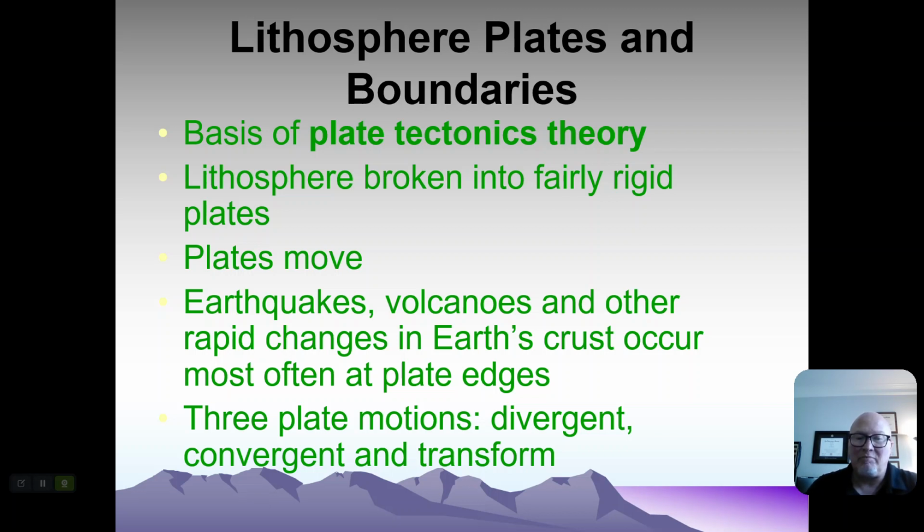So there are three types of plate motions. They can diverge, meaning they're moving apart. This is what's happening at the Mid-Atlantic Ridge, where the North American plate and the Eurasian plate are moving apart from each other. Convergent boundaries are where plates come together, and then transform boundaries are where they are moving side to side. The transform boundary is what's happening between the Pacific plate and the North American plate over in California. That's where you get the San Andreas Fault. That's a transform boundary where they're moving side to side.